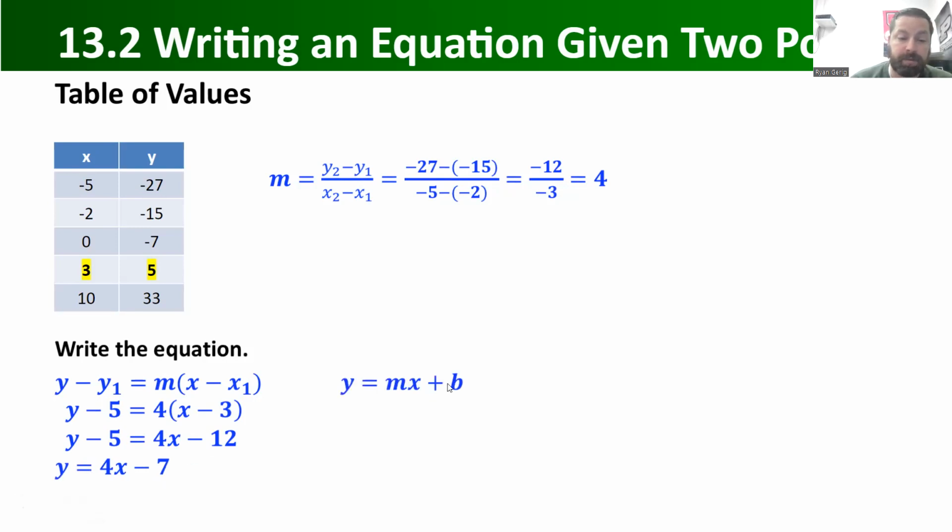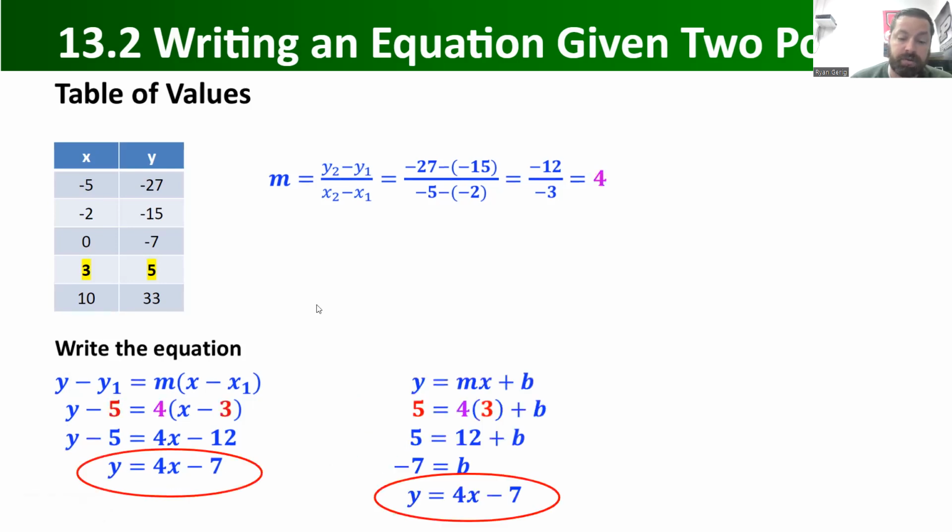Option B, or option 2, slope-intercept form. Okay, y equals mx plus b. We already found m was 4. I'm using the same point. The y coordinate is 5. Put it in for y. m is 4. The x coordinate is 3 plus b. 4 times 3 is 12. Subtract 12 from both sides to get b. b equals negative 7, which we know is true. So then I write my equation, y equals 4x minus 7, and I'm done.